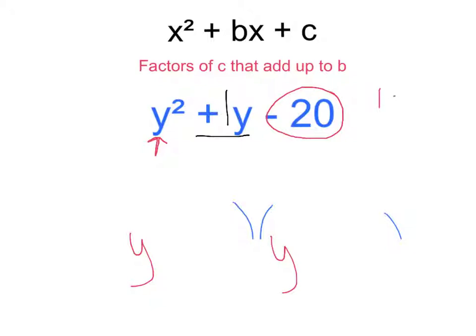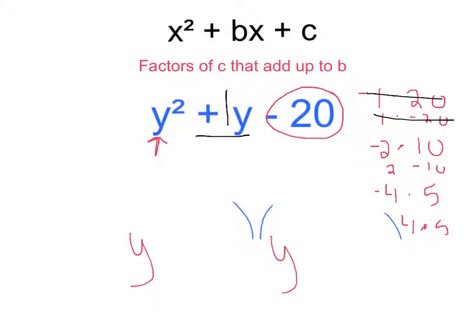We have 1 times 20, 2 times 10, and 4 times 5. Well, because it's negative 20, one of these numbers has to be negative. So maybe it's negative 1 times 20, or 1 times negative 20, or negative 2 times 10, or 2 times negative 10, negative 4 times 5, or 4 times negative 5. So now we have to look at all of those factors and figure out which set adds up to a positive 1. We can cross these out and these out.